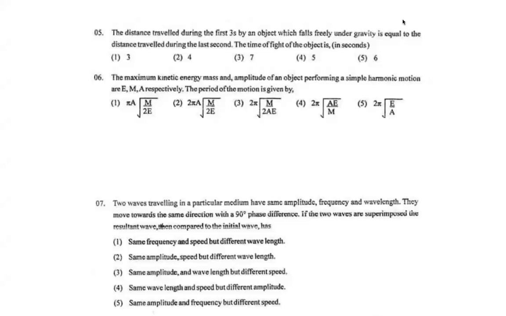All right. First, the fifth one. The distance traveled during the first 3 seconds by an object which falls freely under gravity is equal to the distance traveled during the last second. The time of flight of the object is, in seconds, what is it? 1, 3, 5, 7.